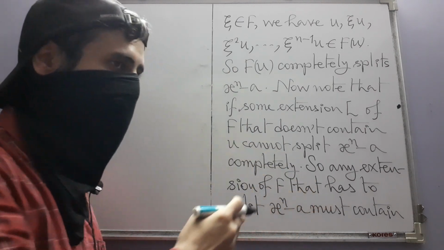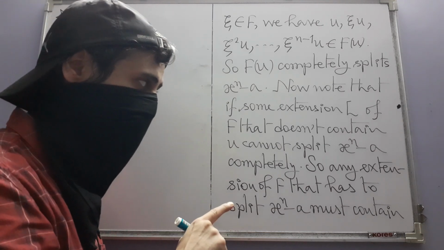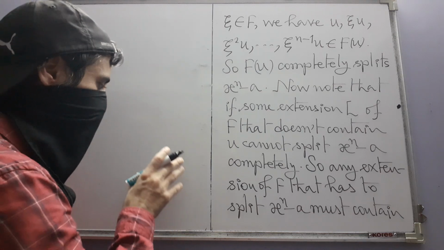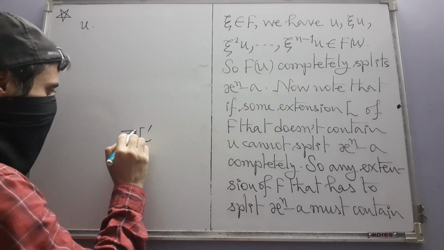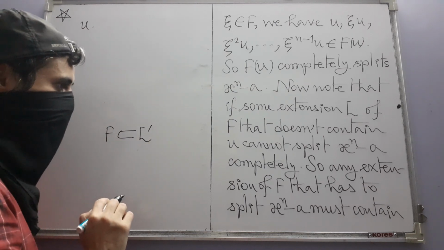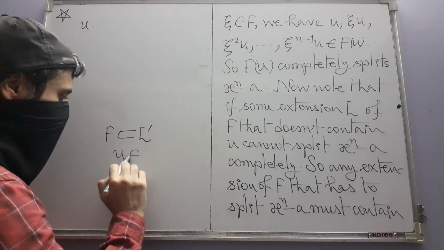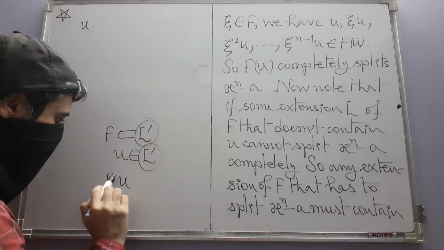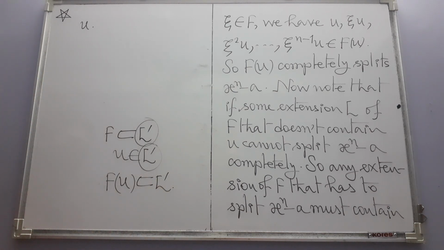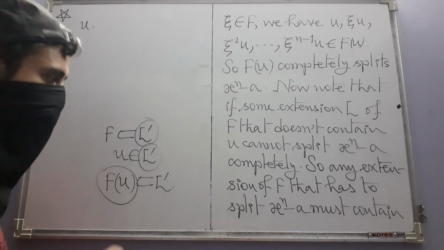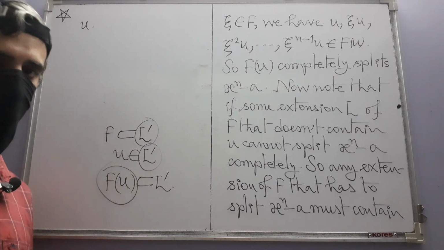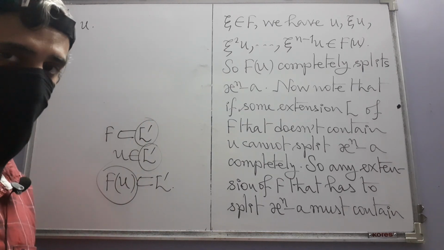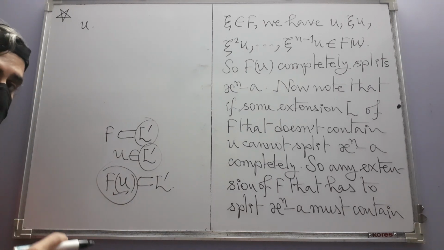Now, saying that any such extension has all the roots of x to the power n minus a, and saying that any extension of F splits this polynomial, are actually the same thing. So, for any such extension, say not this L but some extension L prime of F that splits the polynomial, it has to contain u as well. Alright? For any such extension L prime, this should be true because we know that this is the smallest extension which contains F as a subfield and u as an element. However, we know that such a subfield already is K, and that is why Fu has to be nothing else but K.